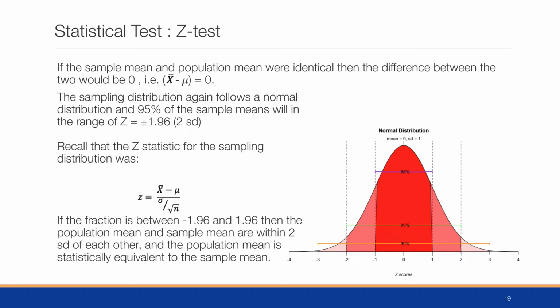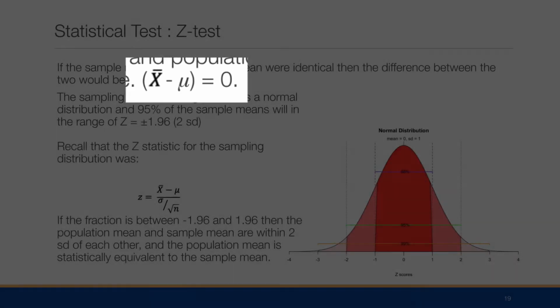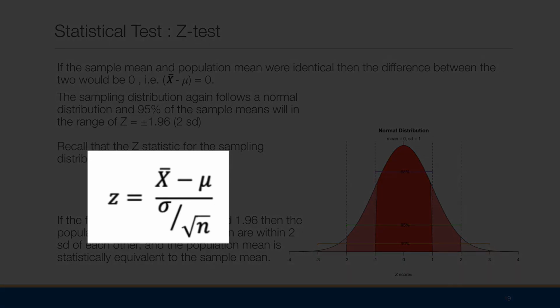So what we're going to do is conduct what we call a z-test. If a sample mean and a population mean were identical, then the difference between the two would be 0. Now, we saw this from a z-score originally, that if you had your x bar minus mu, the numerator was 0. We're going to do something very similar.